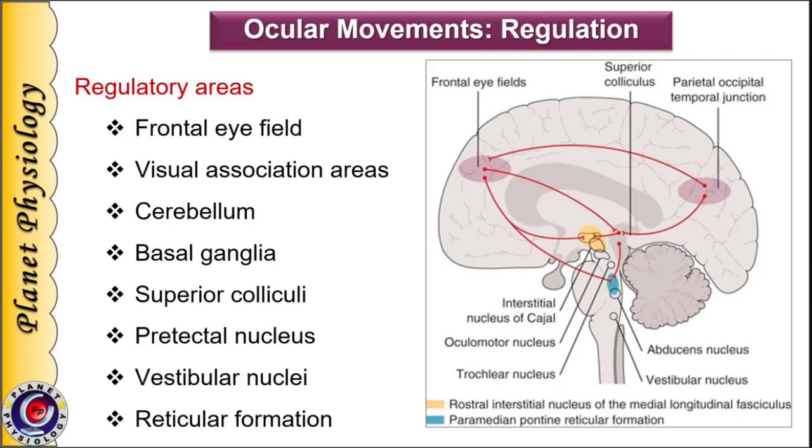Other areas related to ocular movement include the cerebellum, acting via vestibular nuclei and medial longitudinal fasciculus, basal ganglia, pretectal nucleus, and reticular formation. They influence the activity of extraocular muscles through the 3rd, 4th, and 6th cranial nerves. With this basic understanding, let's study some clinical aspects.